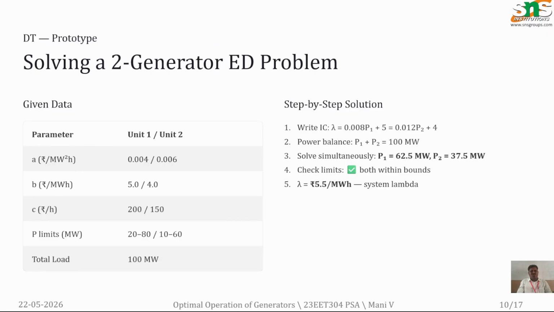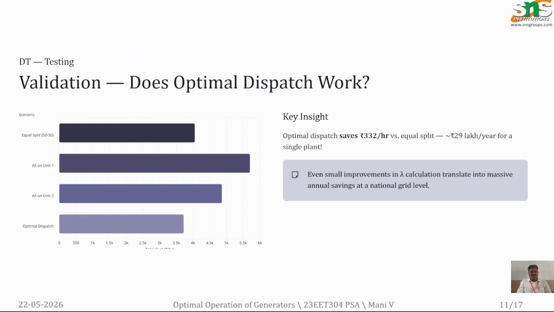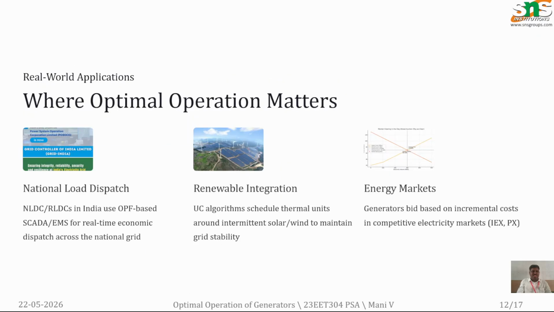So this is solving a two generator economic dispatch problem. Certain data will be given. By using the formula or the step-by-step procedure, we determine the lambda, use the power balance equation, and determine the generator power for the 2 units. We have to check whether they are within the limits or not, so that we can determine the cost. And we have to validate whether the optimal dispatch is working or not. So what is the amount of cost per hour? Everything can be discussed here.